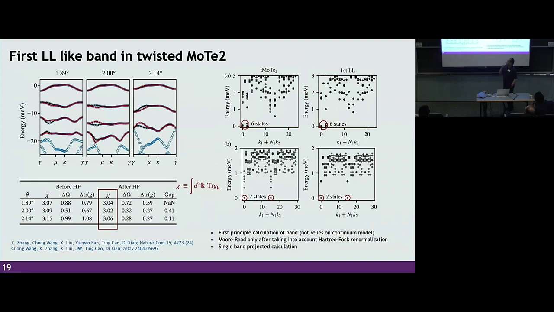In the end, I would like to mention our collaboration with Di Xiao's group on twisted MoTe2 at small twist angles. The first-principles calculation, which does not rely on the continuum model, shows a consecutive topological band at small twist angles of twisted MoTe2. The red curve is from the one generalization, which doesn't require the continuum model. Consider a single band with projected interactions: exact diagonalization will show strong evidence of the non-Abelian state if you consider the Hartree-Fock renormalization effect of the band.